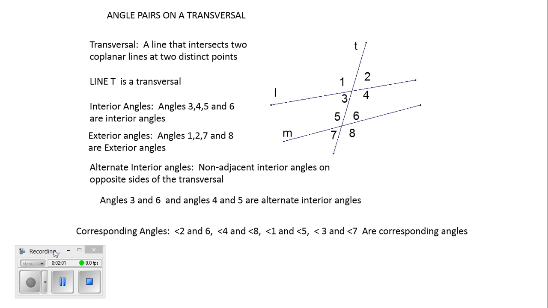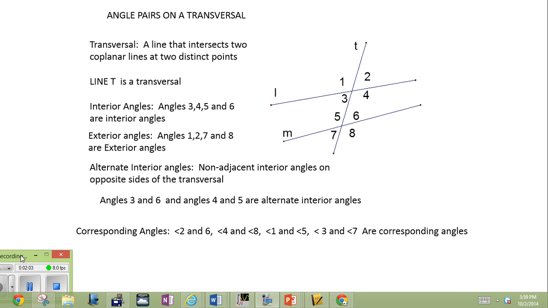We also have a big one here. They're called the corresponding angles. They come in pairs too. We got 1 and 5, we got 3 and 7, okay, got 2 and 6, and 4 and 8. Okay? Now, what do you think is the definition of them? You got to think about it a little bit. There's always an interior and an exterior, all right?